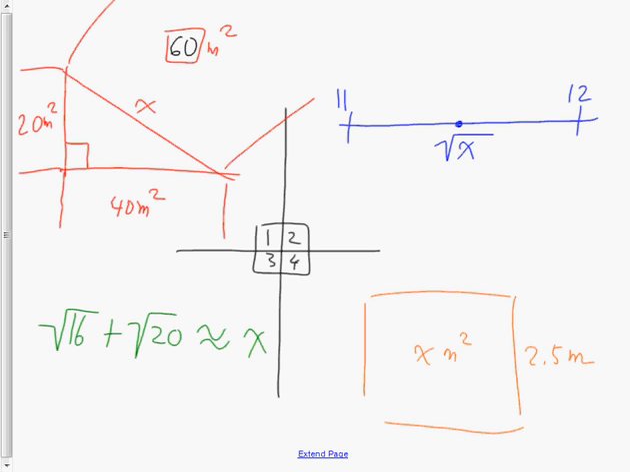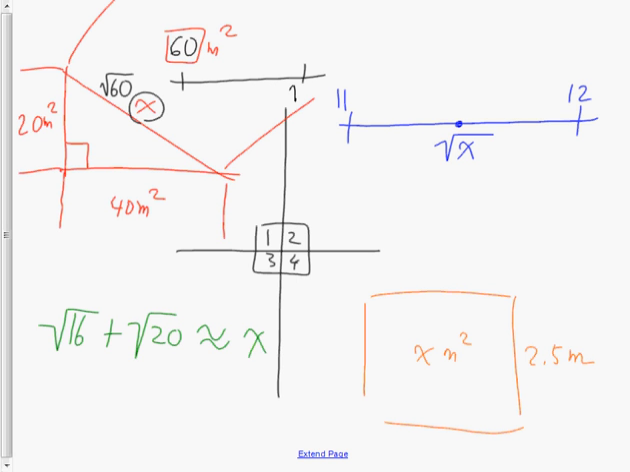So we know that that has to have an area of 60 meters squared. And in order to find its side length, which is what we're looking for, we need to really find the square root of 60. So the exact measurement of the hypotenuse would be the square root of 60. But we want to estimate what that distance would be.